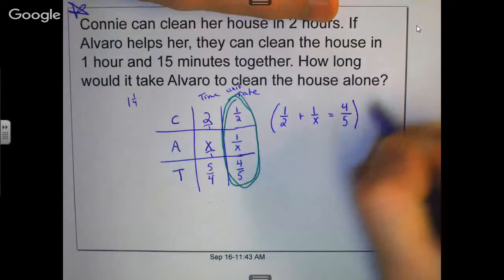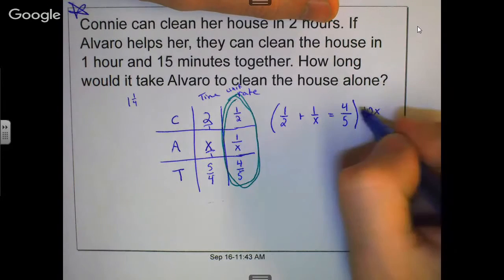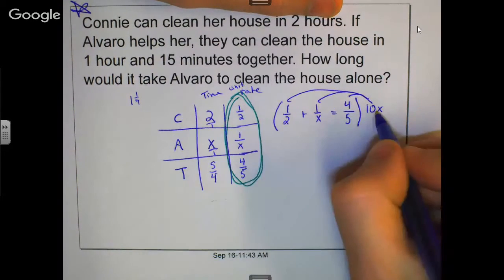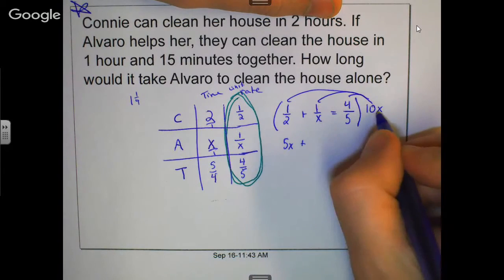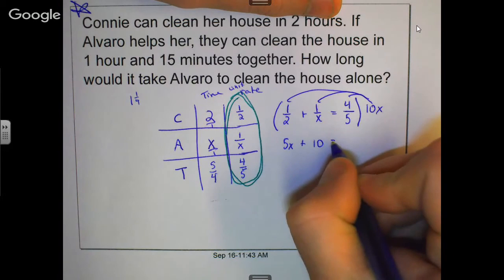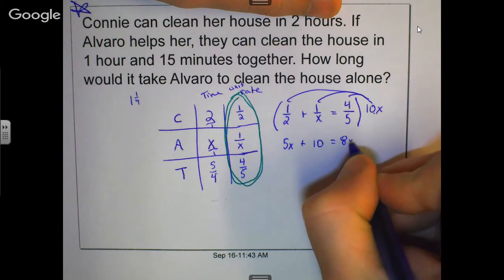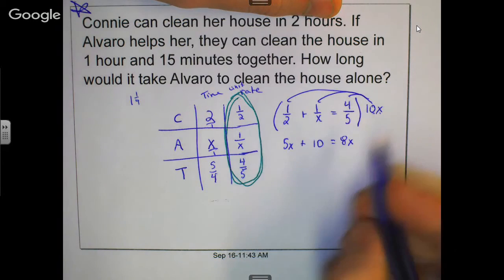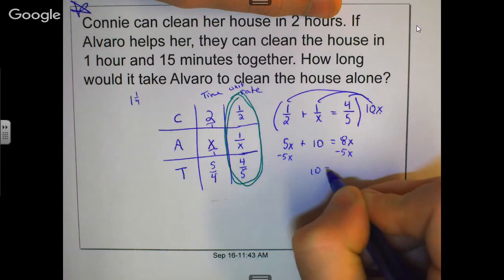So we're going to take the whole thing and multiply by the common denominator, which is 10x. Then we're going to take that and distribute it in. So you have half of 10x is 5x, plus 1 over x times 10x is 10. 4/5 of 10x is 8x. Again, 10x times 4 is 40x, and 40x divided by 5 is 8x. Minus 5x. 10 equals 3x.